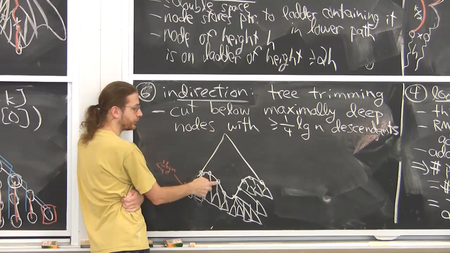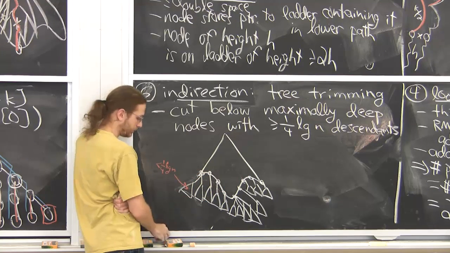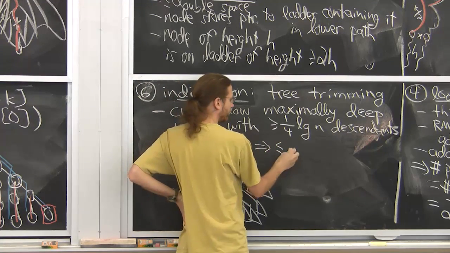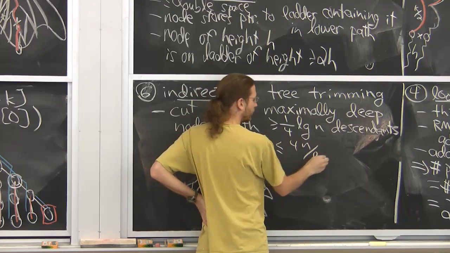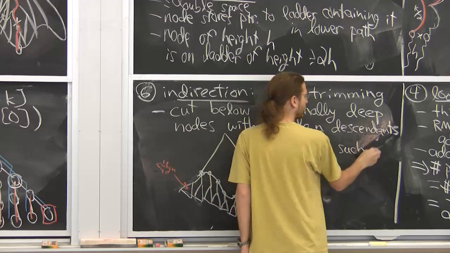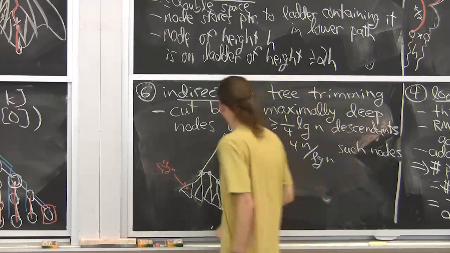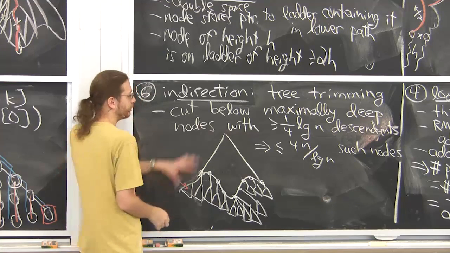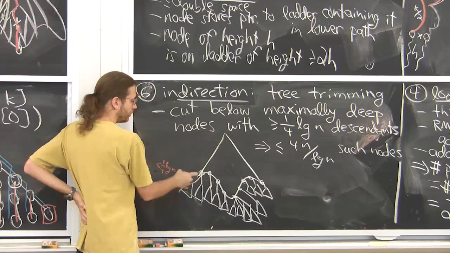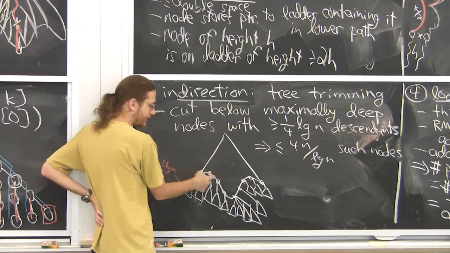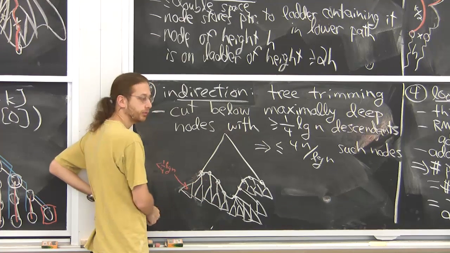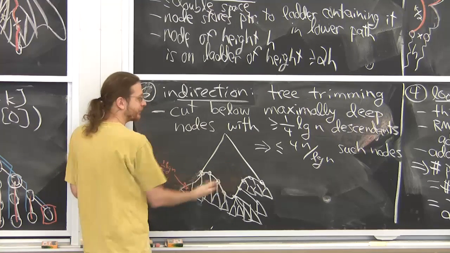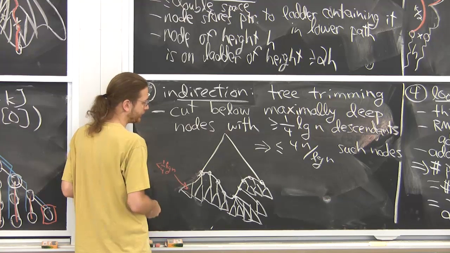So how many of these circled nodes are there? Well, at most 4n over log n such nodes, because I can charge each node to at least a quarter log n nodes that disappear in the top structure. But these things become the leaves. If I cut all the edges going down from there, that makes it a leaf. And they're the only leaves? Yeah.